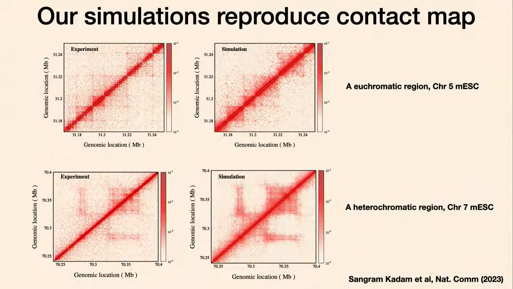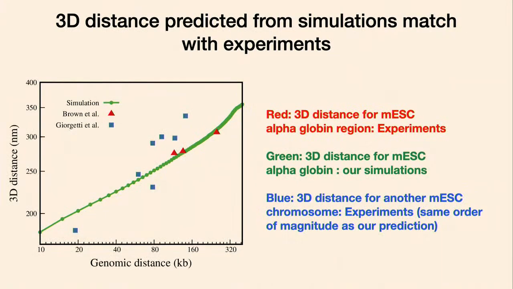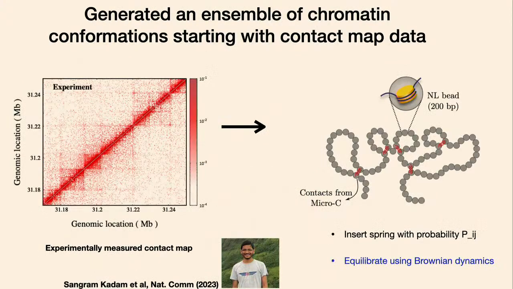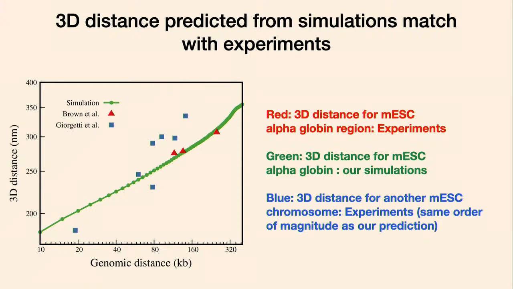Okay, so we can generate this contact map, and what can we predict? So far we get what we put in, but we can now predict the 3D distance between any 2 points. For example, if I take this nucleosome and this nucleosome, what is the 3-dimensional distance in nanometers? We should be able to predict that, and we do that. And here is a prediction. This is the genomic distance between any 2 points in kilobases, and this is the 3-dimensional distance between those 2 points after folding, in nanometers.